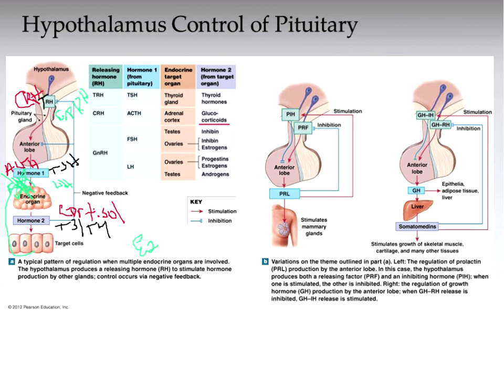The last thing that LH is going to do is act on the cells that are left when an egg is released. So the egg is one cell, but there are other supporting cells. Those supporting cells under that high LH level are going to convert into what becomes a corpus luteum, CL. And the corpus luteum is going to start to make the hormone progesterone.